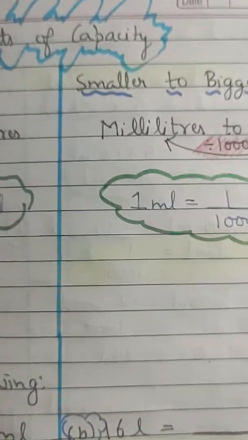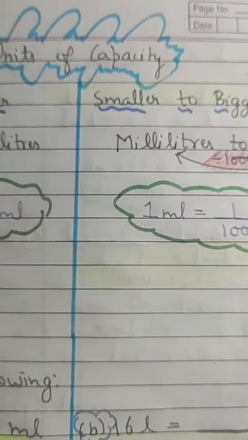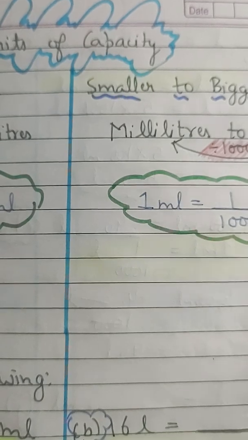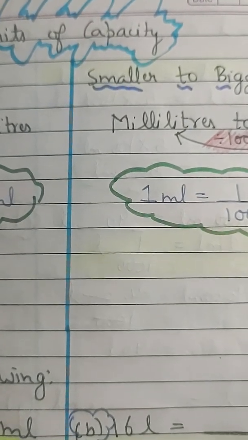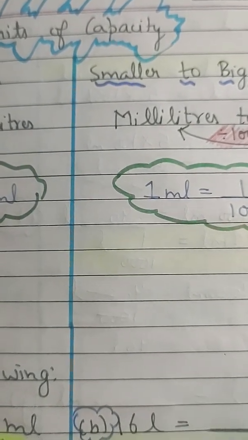Capacity means how much quantity of juice or whatever you can keep in a particular thing. Suppose there is a 1 liter bottle, a 2 liter jug, a 10 liter bucket. So this is the capacity of the bucket, bottle or jug.